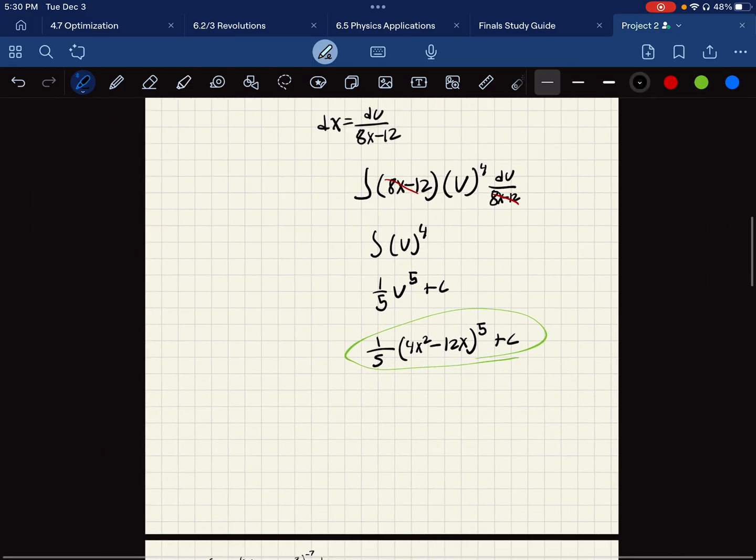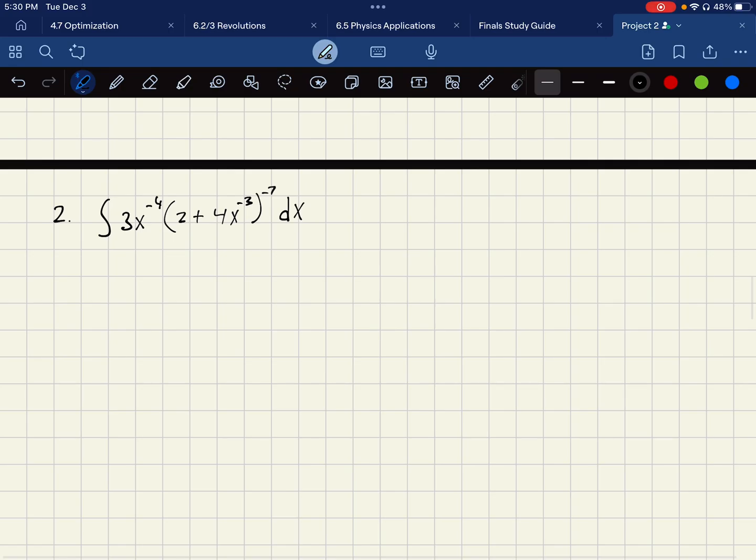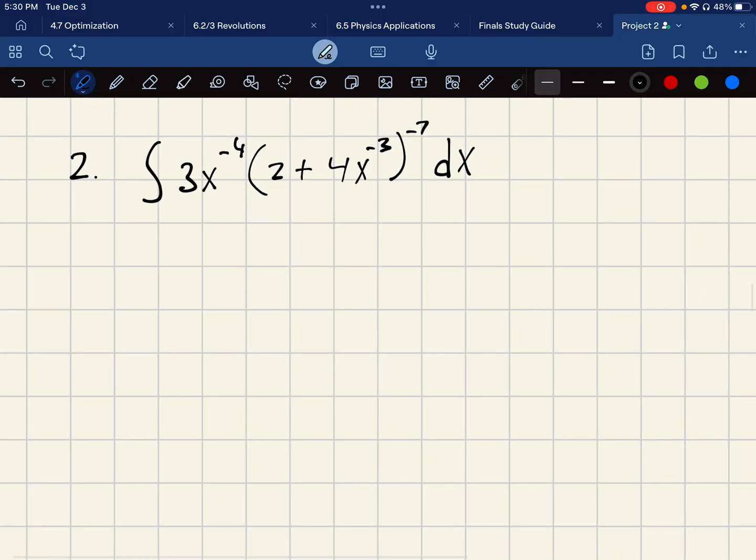Okay, let's try another one. These are pretty easy and fun, but are also kind of complicated sometimes and a little confusing. So the more practice you do on them, the better. So, second problem. A little bit different because we got negative exponents, but still pretty simple.